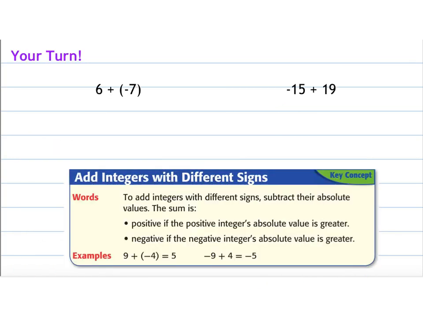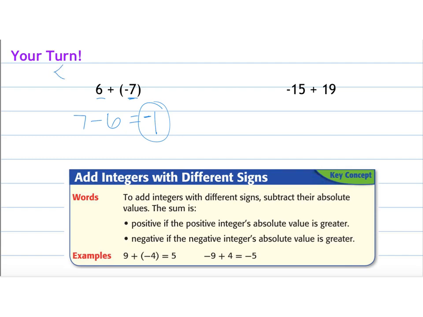Let's do a few more using that strategy. So 6 plus negative 7. This time I'm going to take the bigger, so I'm going to take 7 minus 6, and I get 1. And I know that when I drop the signs, 7 is greater than 6. So I keep that sign, and it makes it negative 1.